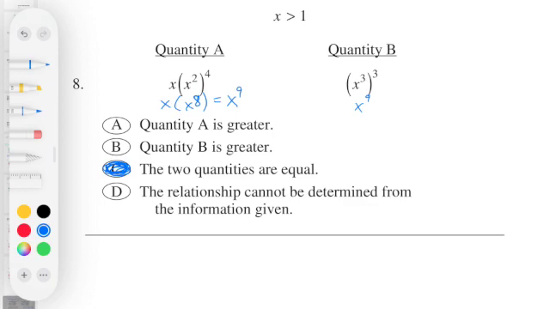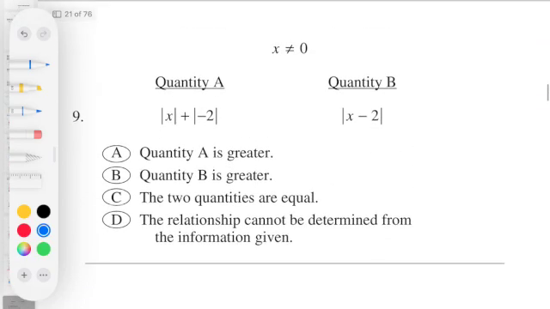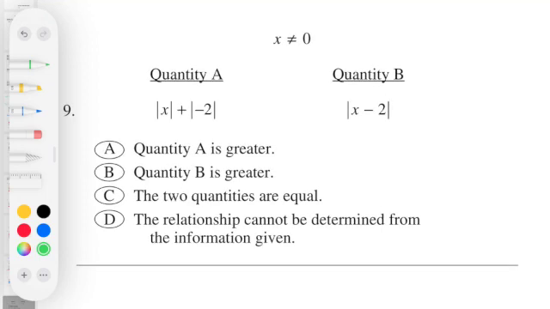It's nice to have a really complicated one followed by a really straightforward one. So perfect. And now our last quantitative comparison from this practice test is here. X does not equal 0, great. And quantity A is the absolute value of X plus the absolute value of negative 2. Quantity B is the absolute value of X minus 2. So let's choose some numbers here. And again, remember, we need to think extremes. So I'm going to test out two different versions. I want to try X equals negative 4, let's say, and then I'm also going to try X equals 1. And let's see what happens.